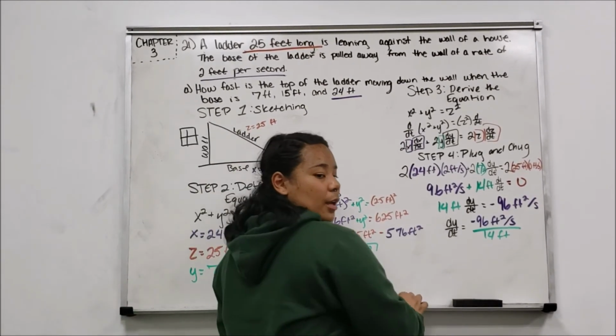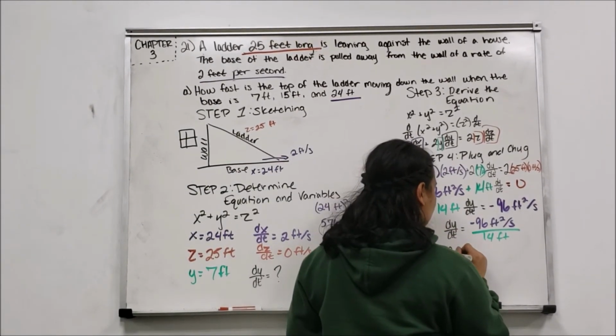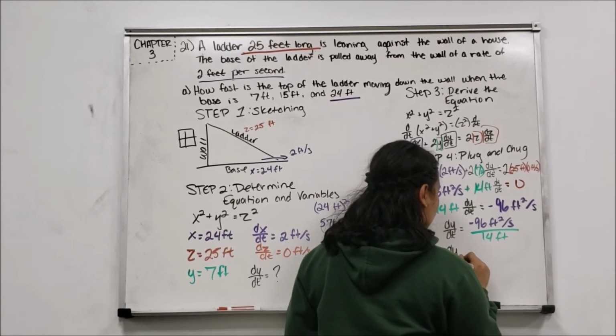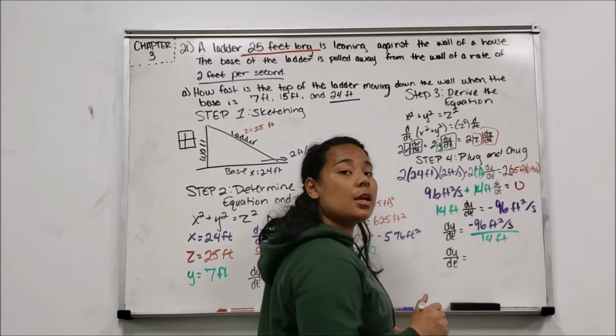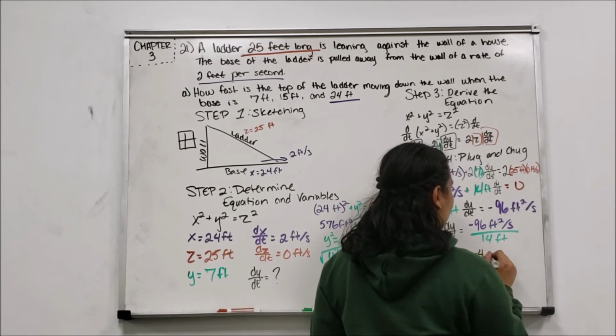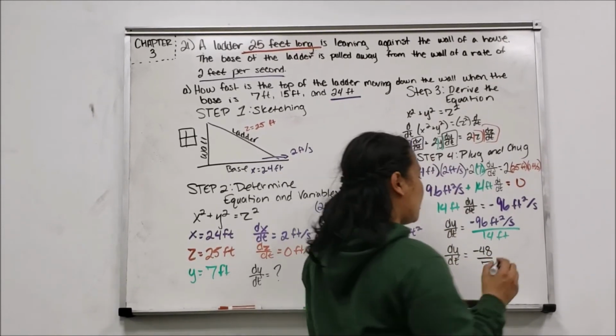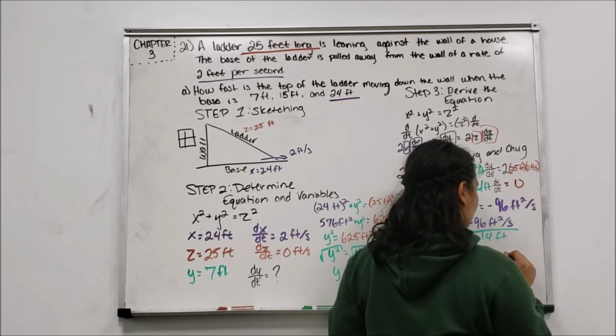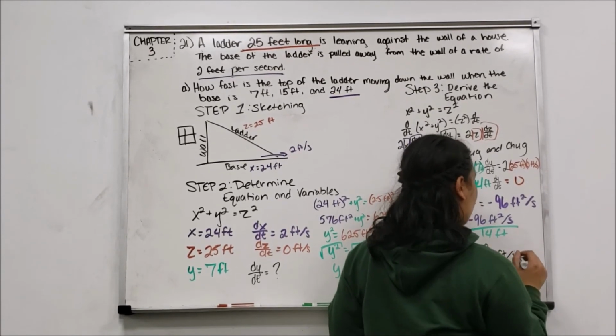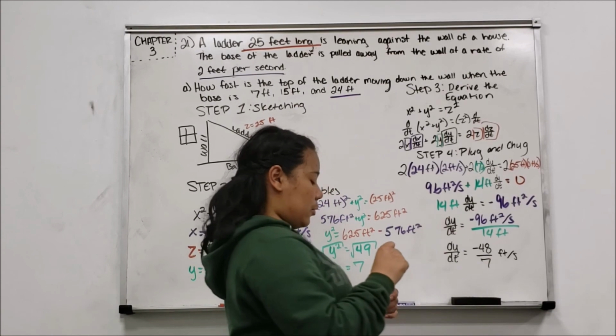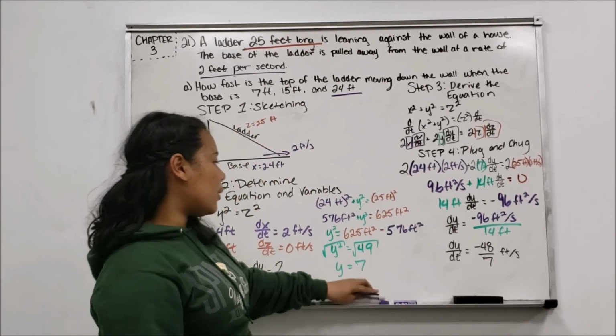And I get dy over dt equals negative 48 over 7, I believe. And that'll be feet per second. This feet will cancel one of those feet out. And this will be our final answer.